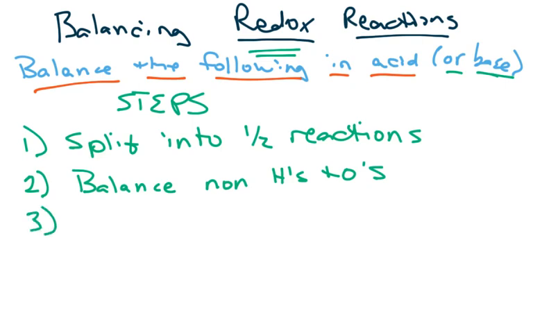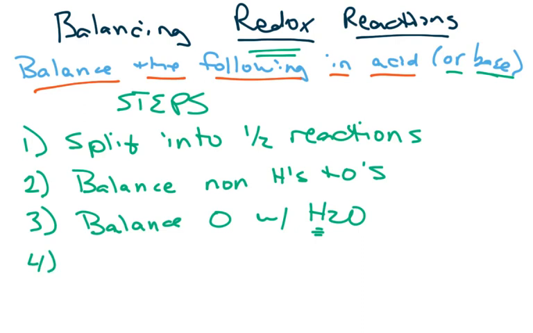Step 3, we're going to balance our O's with water. So for every O, we're going to add a water to the other side. You just add water wherever you need to add it to make your O's balance. Notice when you do that, you throw your H's off. That's why there's an order to this. This is step 3. So now you can guess in step 4, we're going to balance our H's.